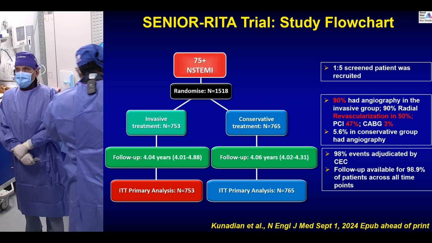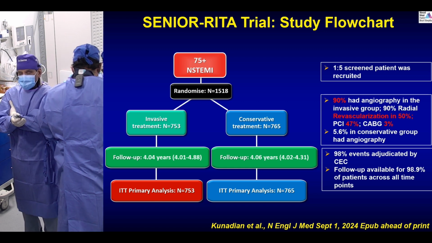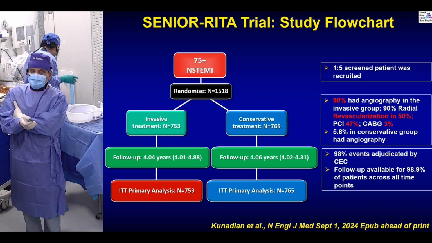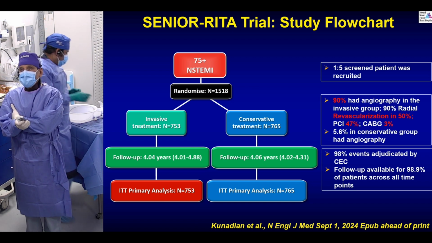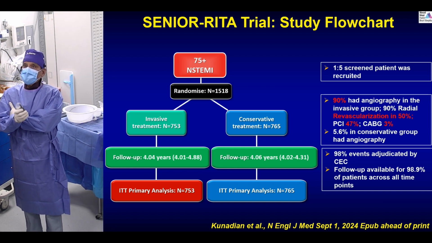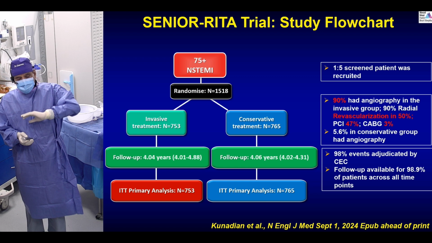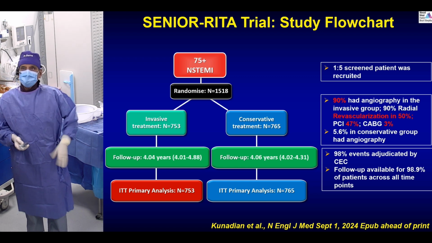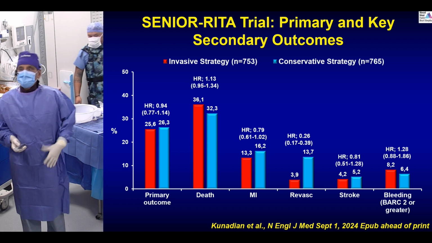So just to say that overall, this is an elderly patient population, because mean age was 81, so not only 75, and 70% of patients were age more than 80. So it is truly an elderly patient study with non-STEMI, where for STEMI the indication is to go for PCI. For non-STEMI, that's where one of the major trials, this SENIOR-RITA, was published in NEJM.